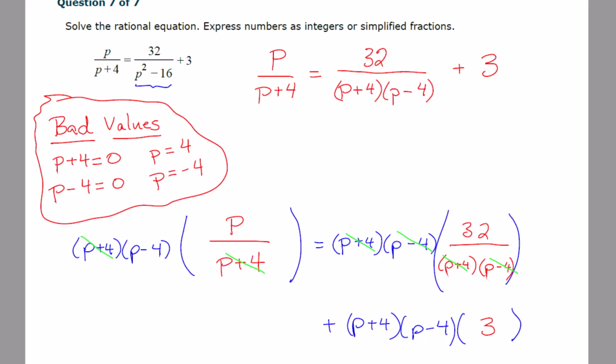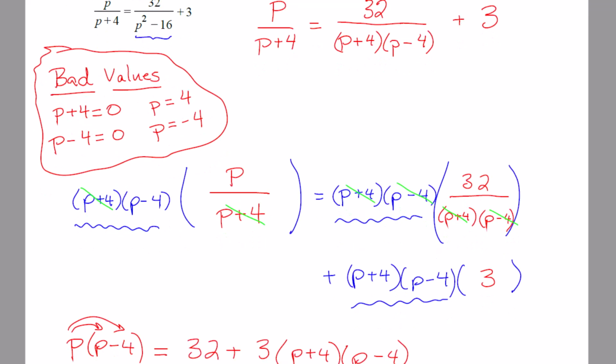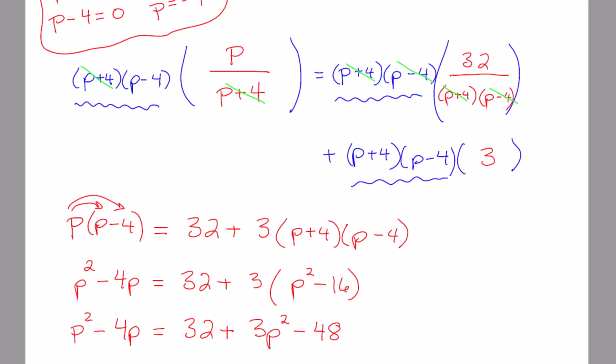All right, now since I want all of this junk to cancel, I am multiplying that stuff, all of it, by all three pieces. Yes, long, tedious, but it's what we need to do. All right, in the first part, let's see, p plus 4 will cancel, leaving me p times p minus 4. On this part, everything cancels, giving me a 32. And over here, well, nothing cancels, and I've got to multiply all that stuff out.